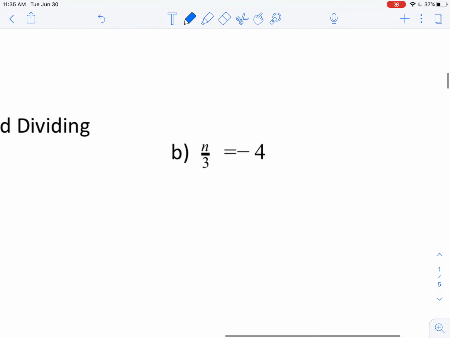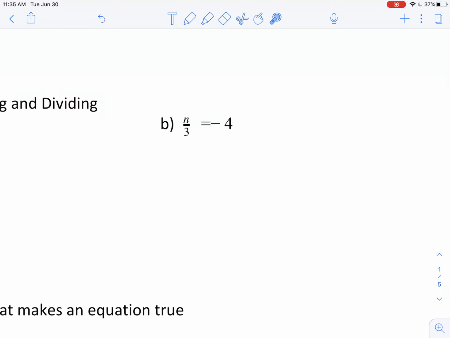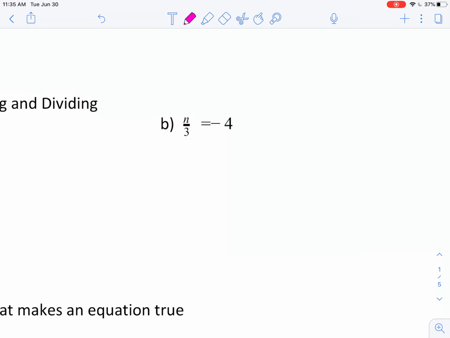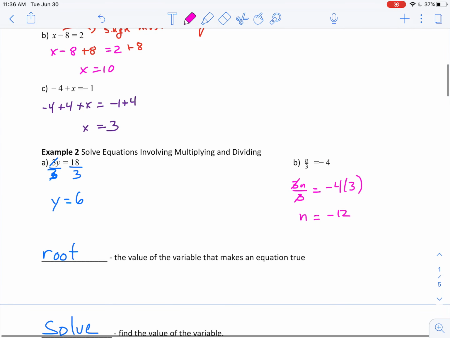All right, the same thing over here. We have n divided by 3 is equal to negative 4. Well, what's happening to n? It's being divided by 3. What is the opposite operation of division? Well, it's multiplication. So I would need to multiply in order to eliminate that 3. So then these cancel. I'm left with n is equal to whatever negative 4 times 3 is, which in this case is negative 12.